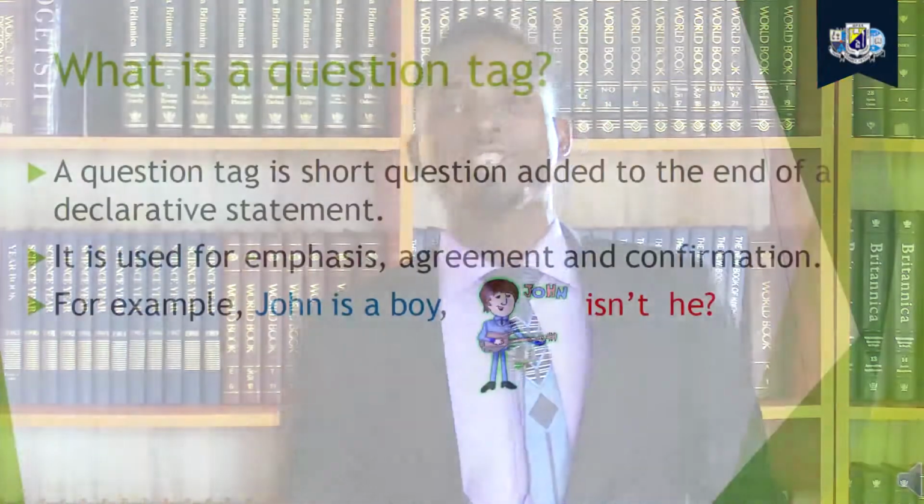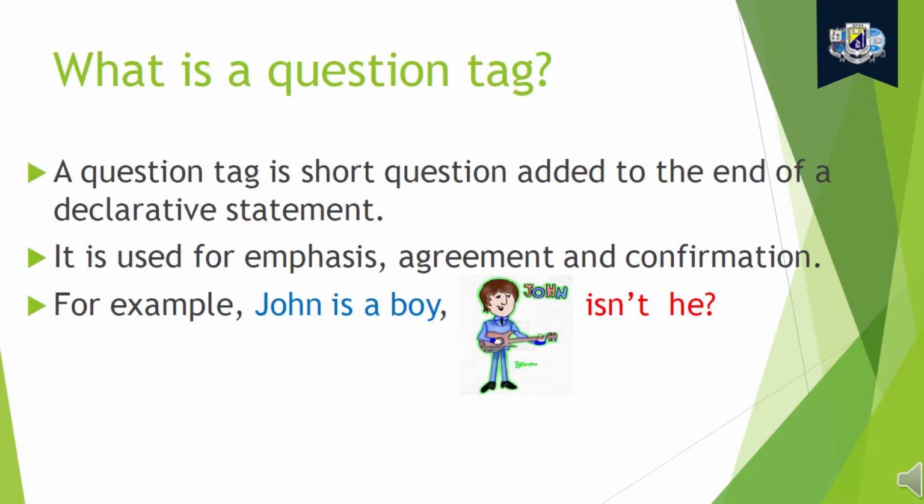For example, John is a boy. Isn't he? John is a boy is a statement. Isn't he is a question tag. I've made a statement to say that John is a boy. That's my own perception. But I wanted to confirm, I wanted to get a response from you as to if you agree with the statement I've made. So I have to ask, isn't he? Your response now could be, yes, he is, or no, he isn't.